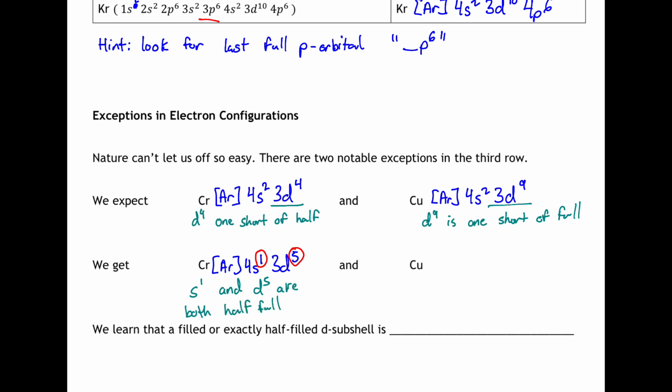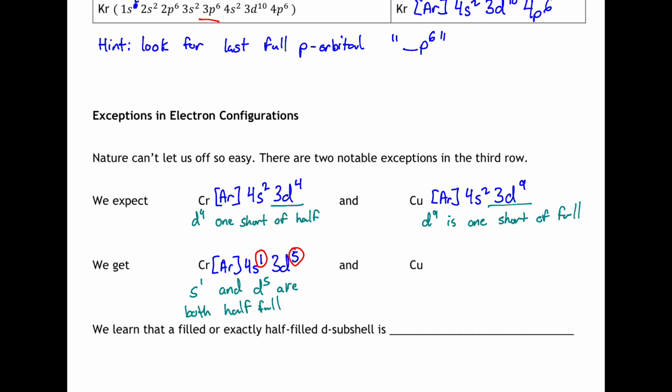Right? S can have a maximum of 2. It can be 1 or 2. That's how s works. And d is 10, so 5 is half full. So they're both half full. Instead of 1 being full and 1 short of half full, they trade, and so they're both half full. It's like an even-Steven kind of maneuver here.